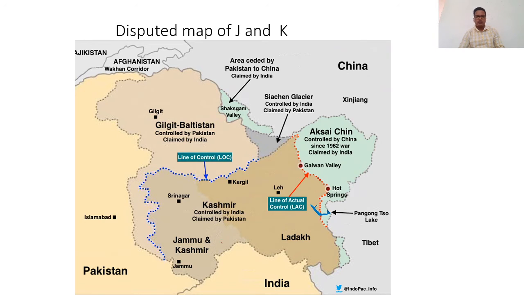The next dispute you can see with Pakistan is the LoC, the Line of Control, not the Line of Actual Control, because the Line of Actual Control comes with China. This is Gilgit-Baltistan, which has been claimed by India and controlled by Pakistan. Here the problem lies. This sector is 106 kilometers, sharing a border with Afghanistan. Here you see the Shaksgam Valley.